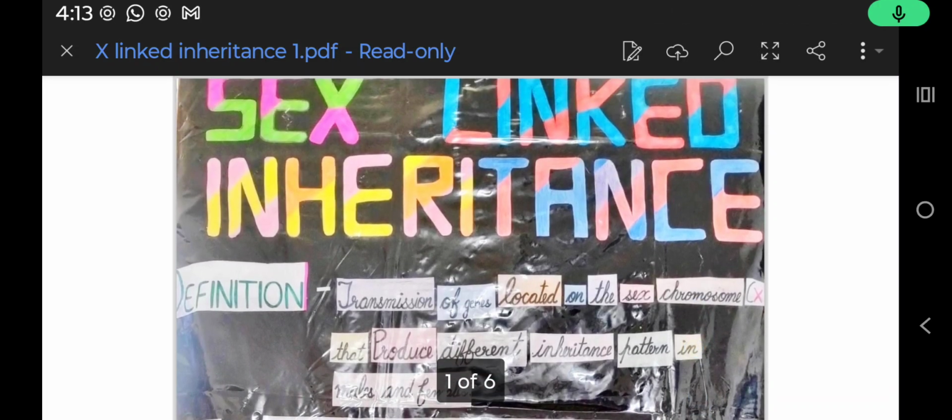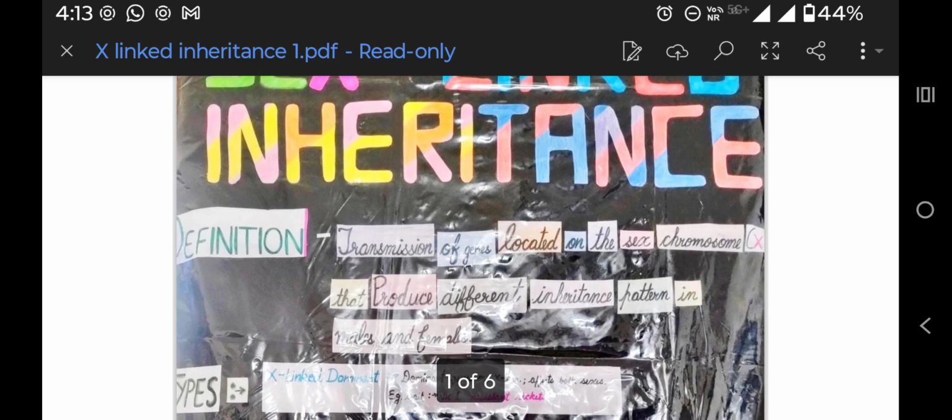So today's topic is sex-linked inheritance. Earlier you came to know about the sex chromosomes and autosomes. In human beings there are 22 pairs of autosomes and one pair of sex chromosomes. If female, then having two X chromosomes; if male, then having one X and one Y chromosome.